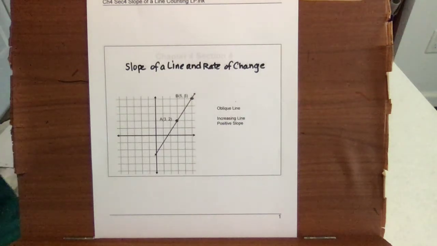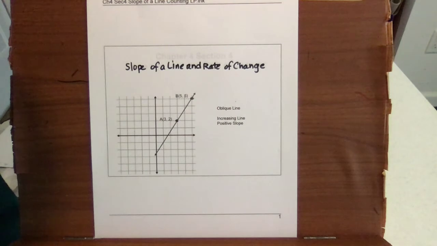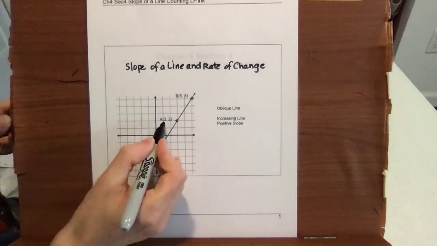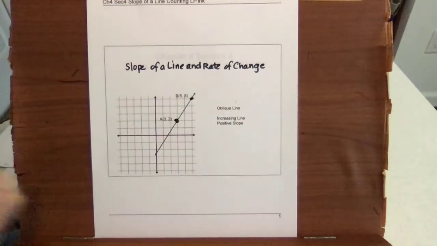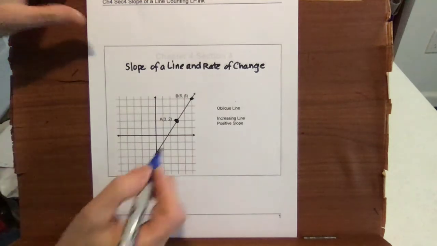All right, we're going to take a look at slope and what it means, and it's called a rate of change. And really what we're looking at is how the x value and the y value change from point to point. Here we have a line graphed already. We've got 2 points identified. A is at 3, 2, right here, and B is at 5, 5 up here. And what we're looking at is how this changes from one point to another.